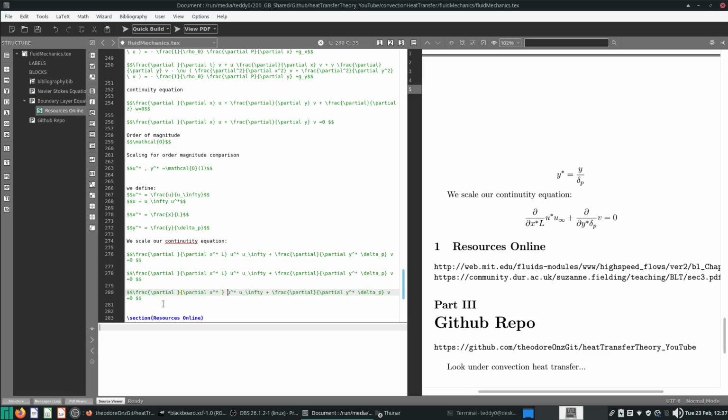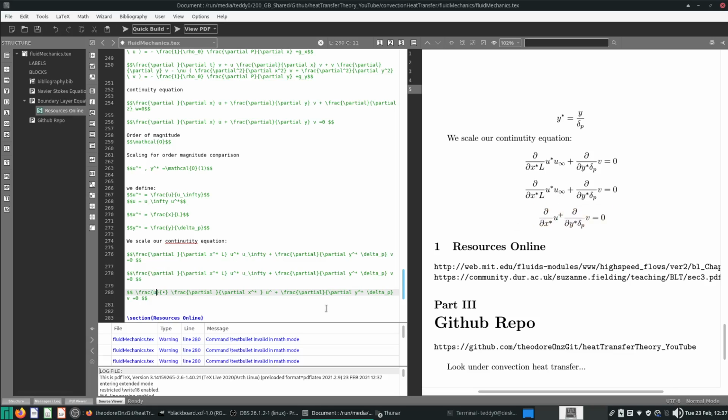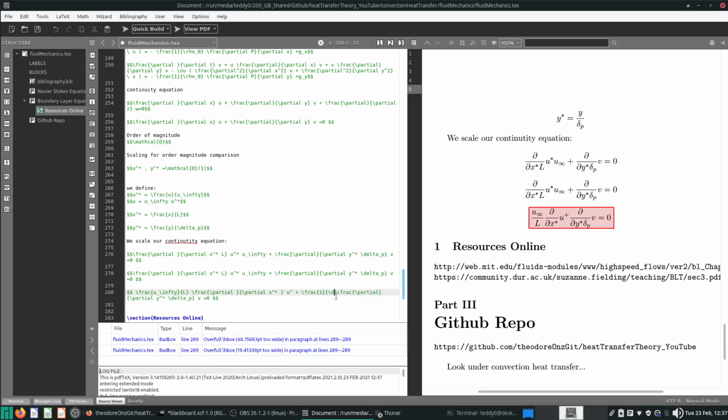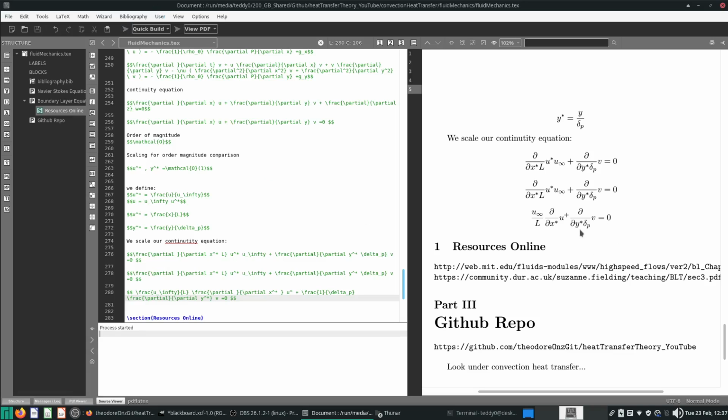Let's do this. I'm going to do some editing of the equations. So u infinity should be in the numerator, L should be in the denominator. This is what it should look like once we do the compiling. Of course, I can factorize this out here, 1 over delta p, and that's how we can start to see what the v velocity scaling should look like.